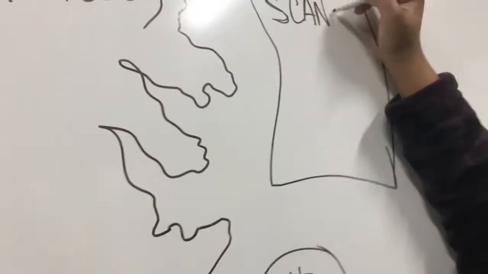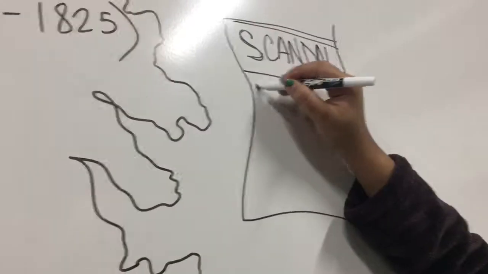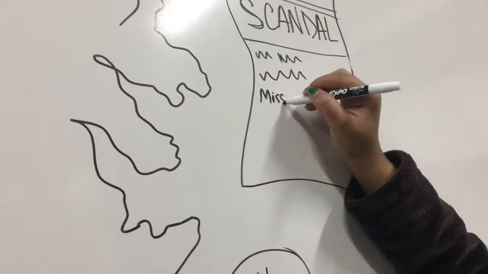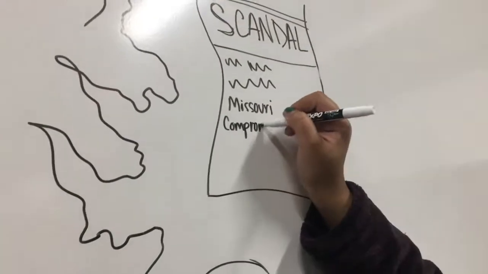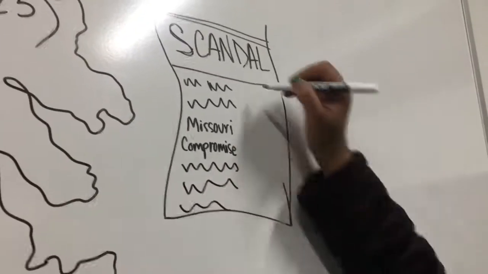The Missouri Compromise was an effort by Congress to defuse the sectional and political rivalries triggered by the request of Missouri for admission as a state in which slavery would be permitted. It was the biggest scandal of my presidency.